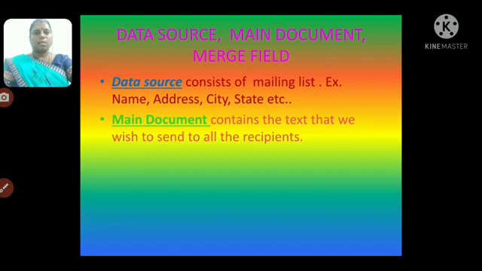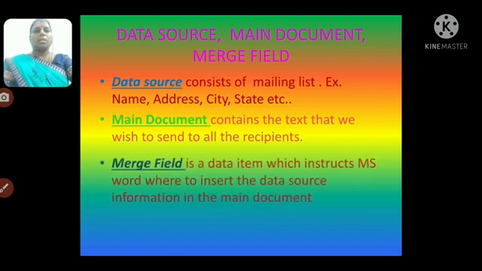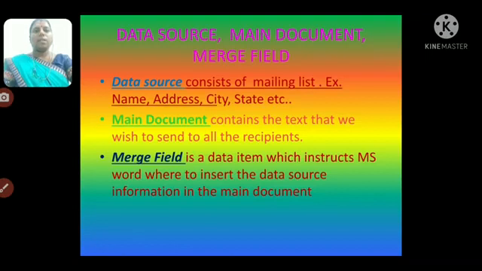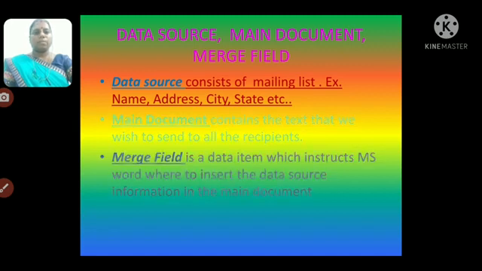Main document. Main document contains the text that we wish to send to all persons. Merge field. Merge field is a data item which instructs MS Word where to insert the data source information in the main document.